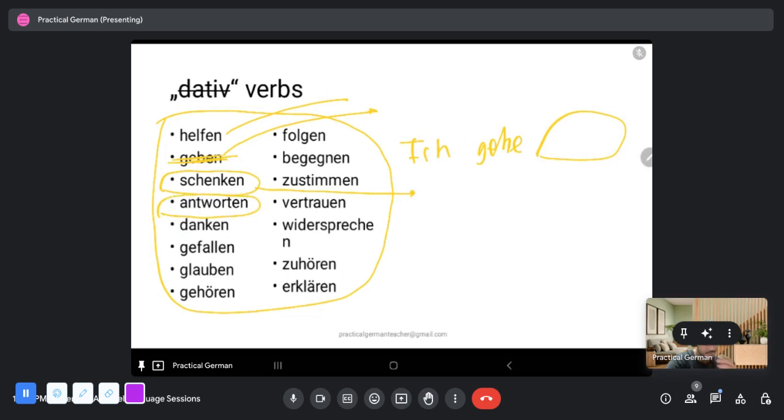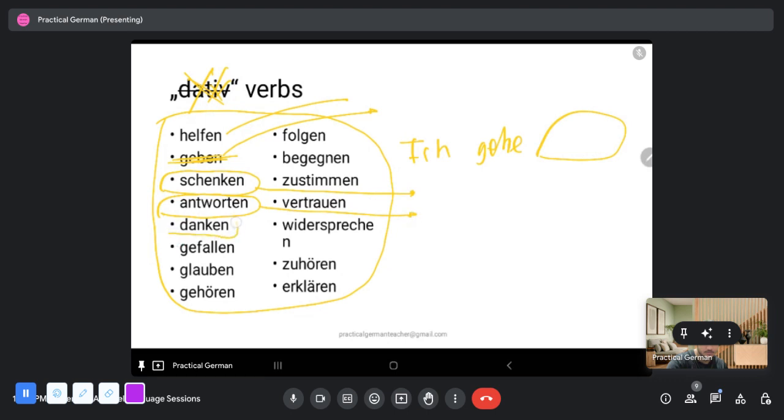Yeah, I think this list is not correct, guys. I believe that many of these are accusative verbs. We'll skip this list. But okay, I'll remove the dative thing from here, but you can still read the verbs. Okay. Antworten. Danken.